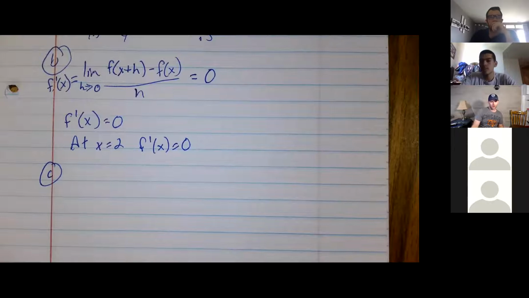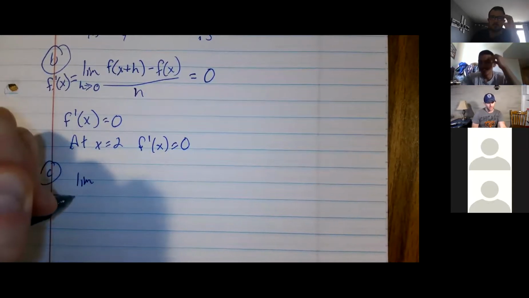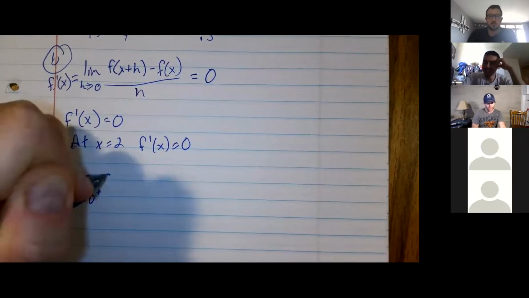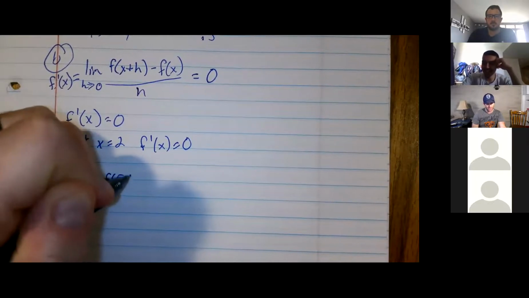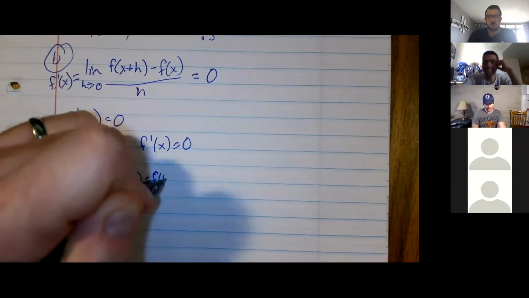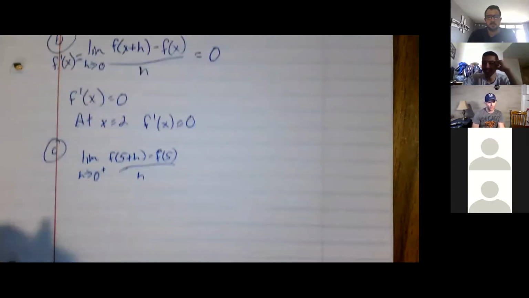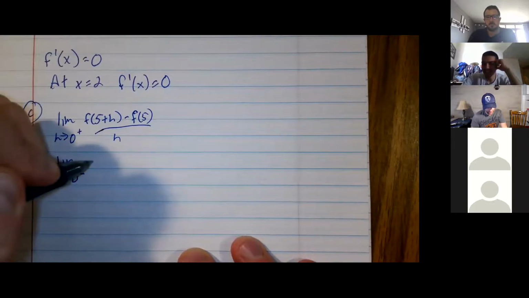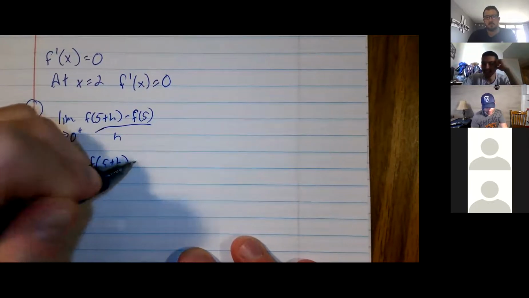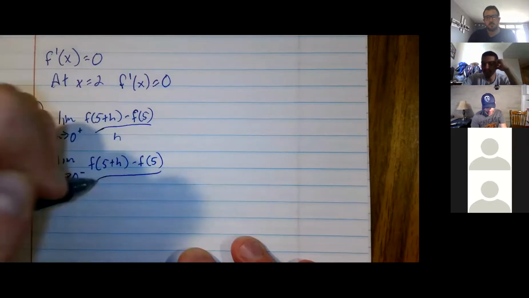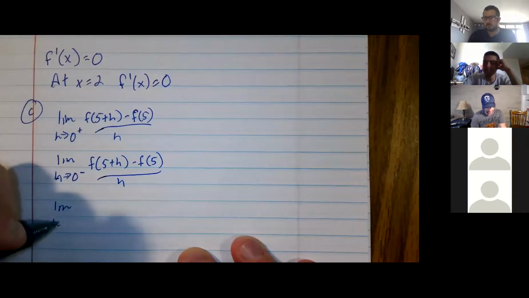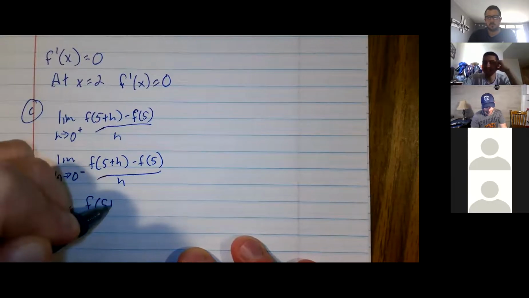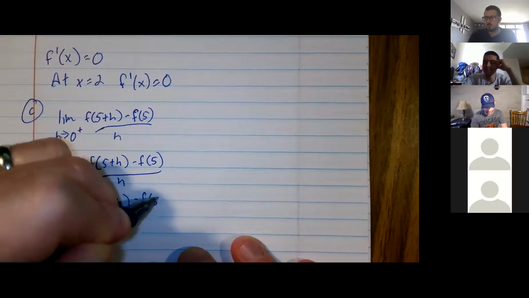All right, let's move on to part C. So part C gives you 3 limits to evaluate. Limit as h approaches 0 from the right of f of 5 plus h minus f of 5 over h. And then the limit as h approaches 0 from the left of f of 5 plus h minus f of 5 over h. And then lastly, the limit as h approaches 0 overall of f of 5 plus h minus f of 5 over h.